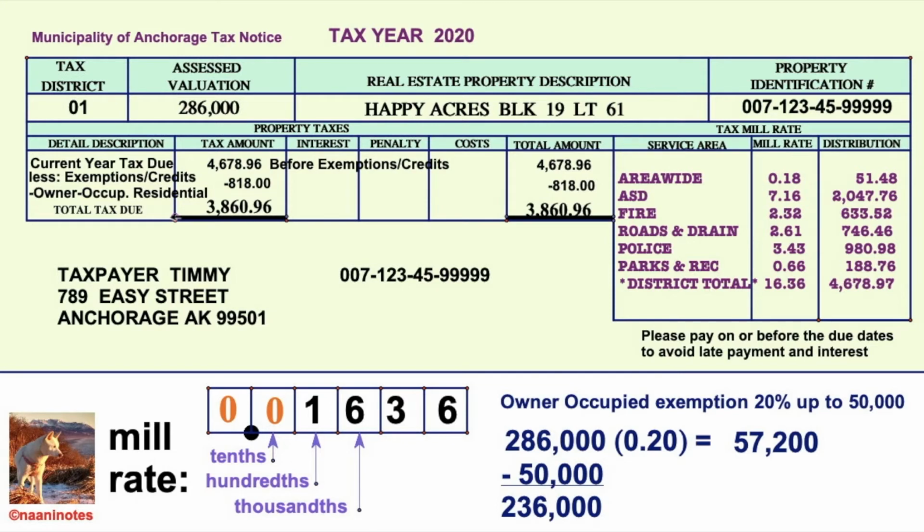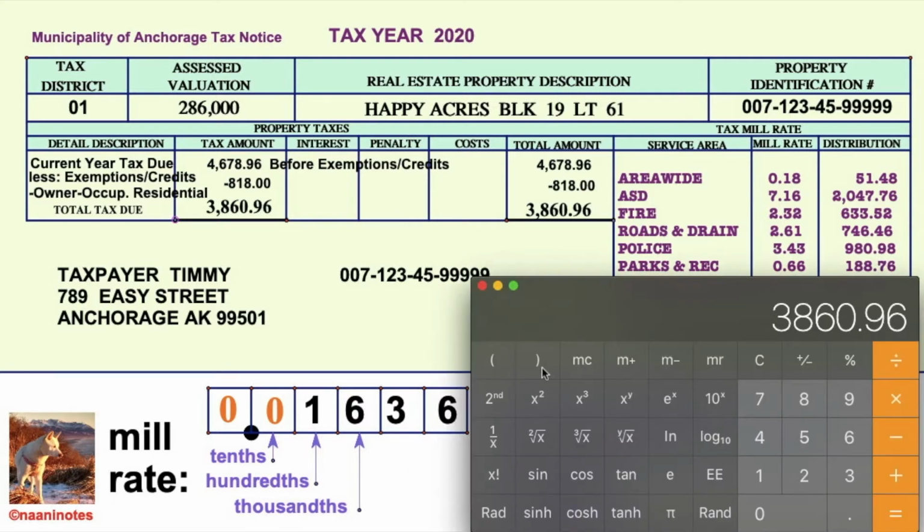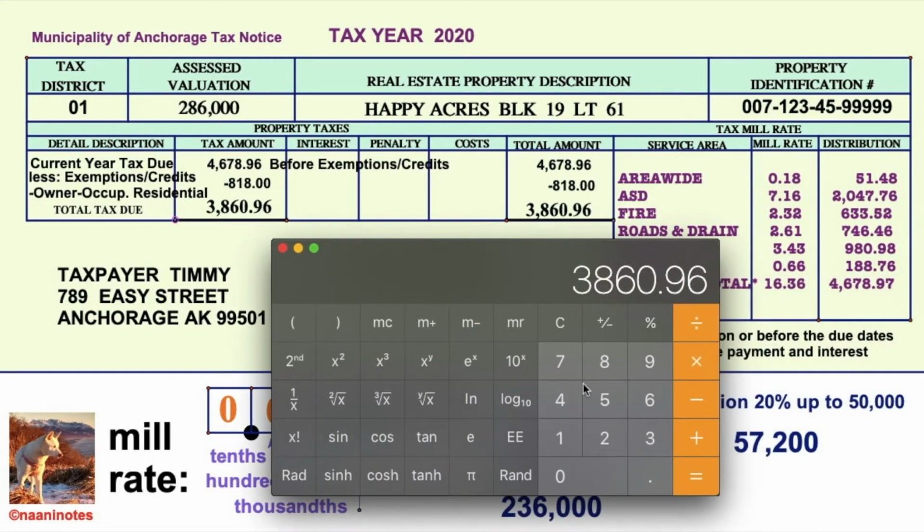So that's my recalculated number, the $3,860.96. Now, I can take that number. Well, I could calculate the discount there, that $818. I can calculate that myself. Well, okay, I guess we should do it because, after all, this is a math class.